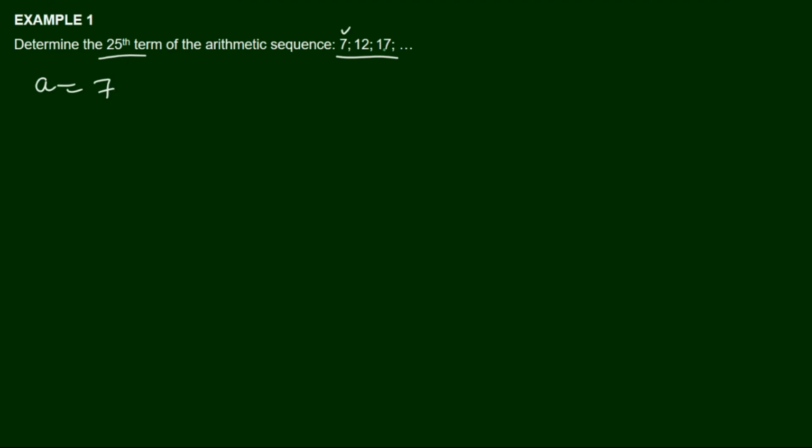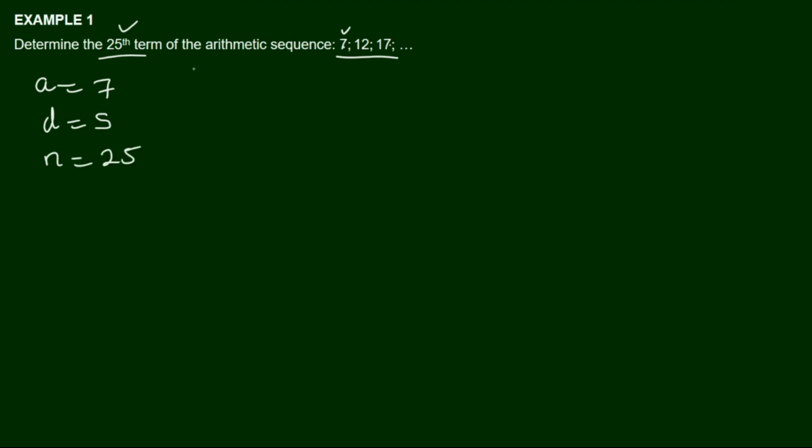And then what is the constant difference? 12 minus 7, that is 5. 17 minus 12, that is 5. So our constant difference is 5. And then we're looking for the 25th term. So it means that n is equal to 25.